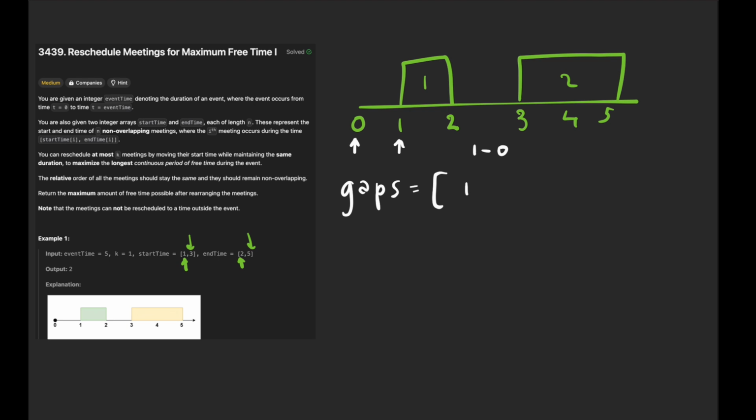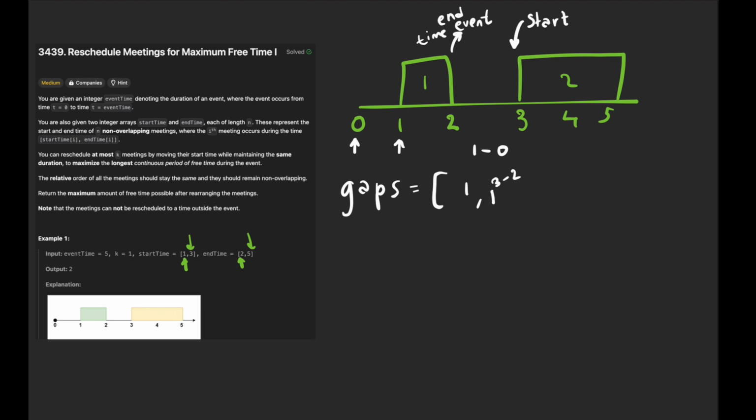What will be the second gap which we will get as free time? That would be the start time of the second event minus the end time of the previous event. So the start time of the second event is 3 minus the end time of the first event, which is 2. So that would be 1 here.